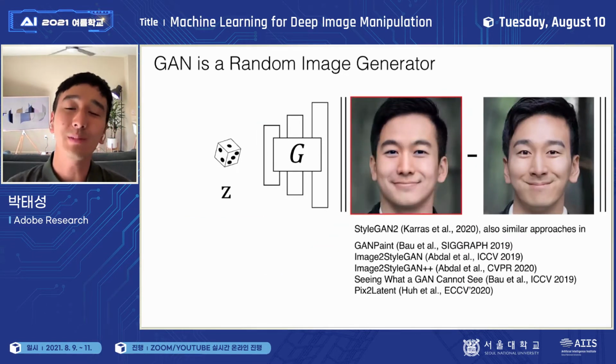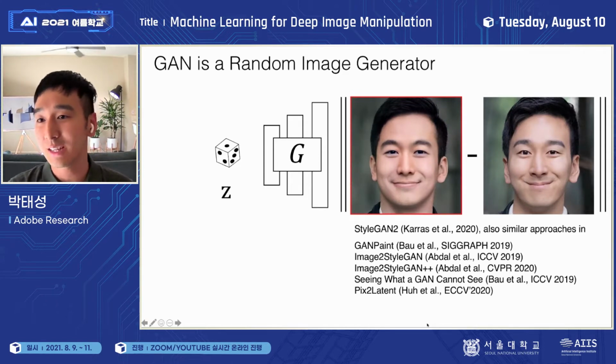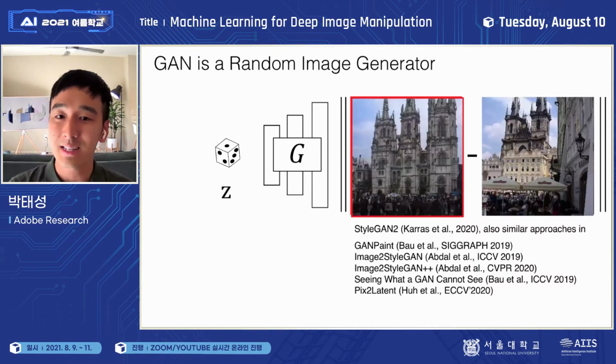So I can perform this test time optimization in the latent space so that the output actually matches my photo, but it's very slow and it's also imperfect. Here's another example of trying to reconstruct an outdoor image. The two buildings are totally different. And for the purpose of image editing, there's really no reason that the output images should be generated from randomly drawn numbers.